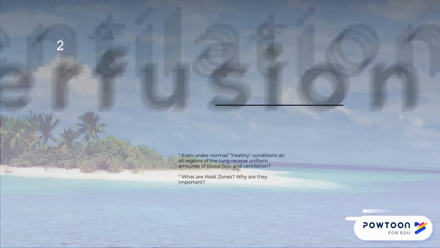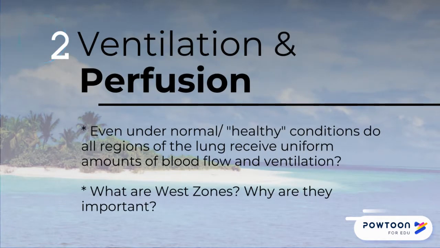Your second objective is ventilation and perfusion. Under normal, healthy conditions, the lung does not receive uniform amounts of blood and ventilation in all areas, and that's where the West zones are important. Now, not only is this conceptually important for managing a patient in the OR, but this is heavily tested on boards. So this is important for you to know and to really have committed to memory.